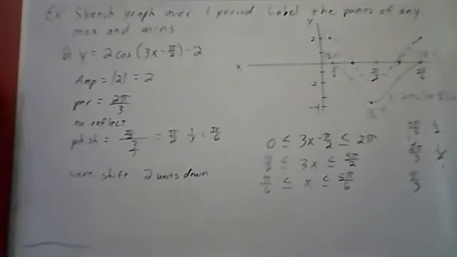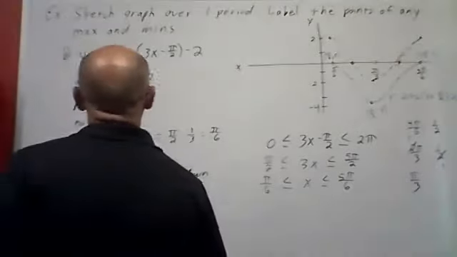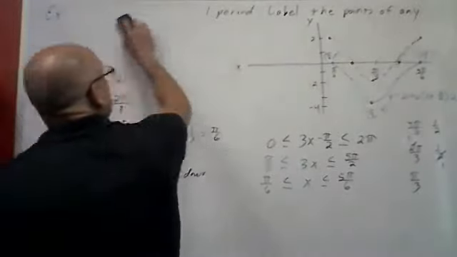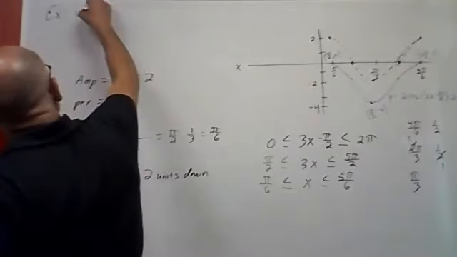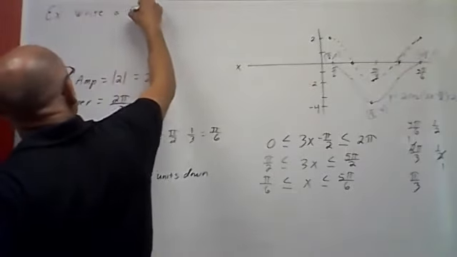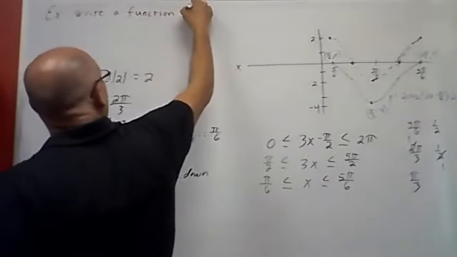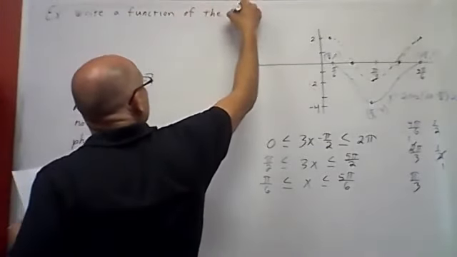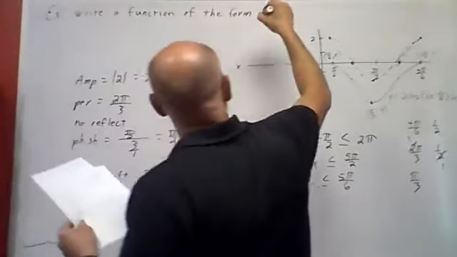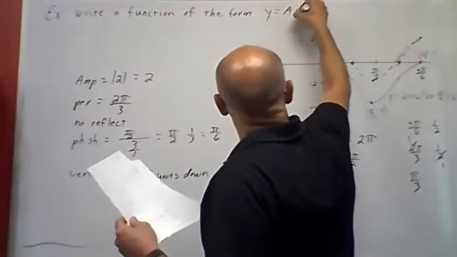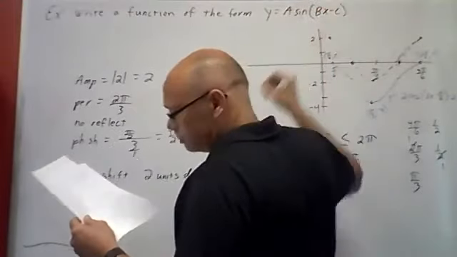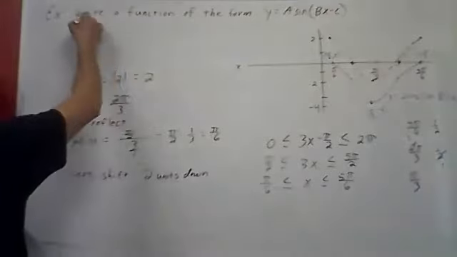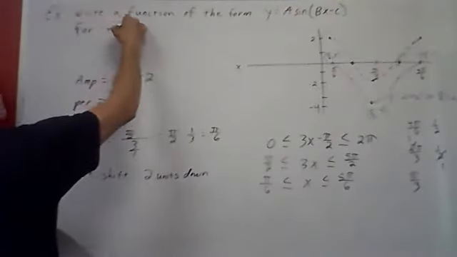Our last example is going to look like this. Write a function of the form y is equal to a times the sine of bx minus c for the graph.